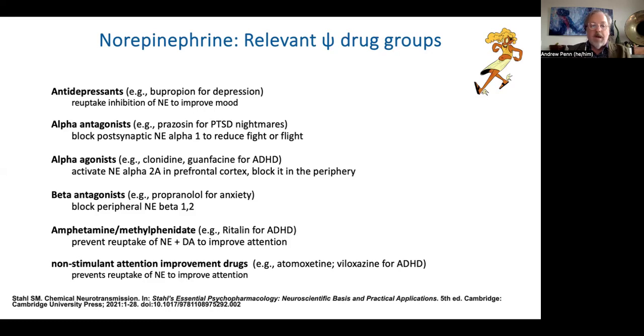And then we'll talk more about the stimulants, the amphetamines and the methylphenidates, and how they affect dopamine and norepinephrine in a few moments. And then some of the drugs that are marketed as non-stimulant alternatives for ADHD. So things such as atomoxetine and a newer drug called viloxazine, or Qelbree, I believe is the brand name for that. They in part work to prevent the reuptake of norepinephrine, much in the same way that bupropion does. In fact, bupropion can be used for ADHD to improve attention.